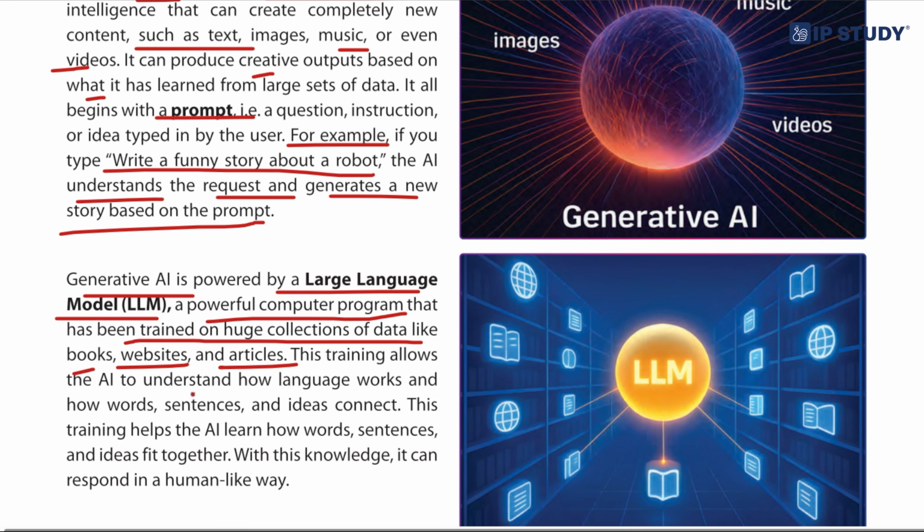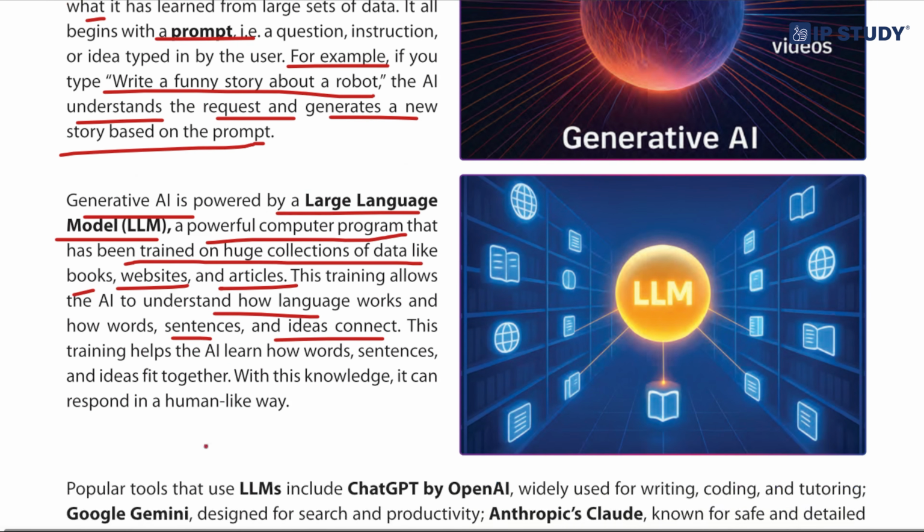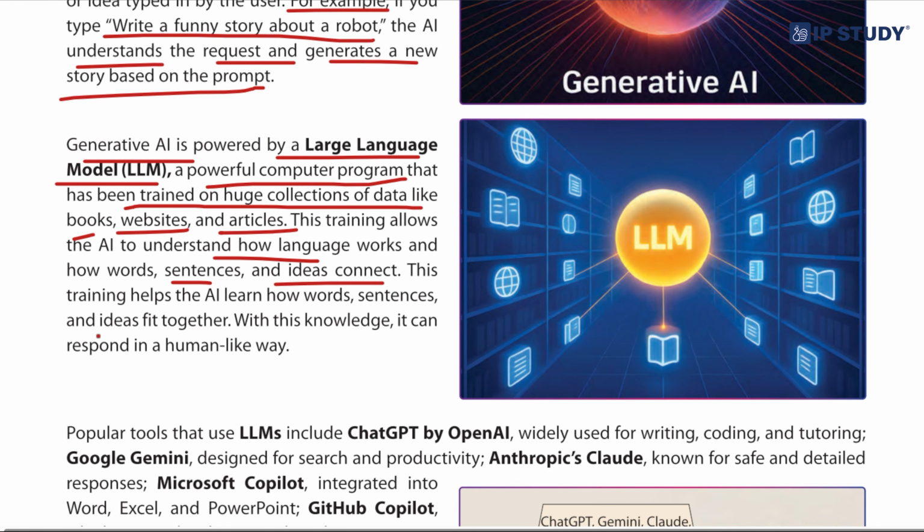This training allows the AI to understand how language works and how words, sentences, and ideas connect. So what it does is connect the words, sentences, and ideas and generate the output. This training helps the AI learn how words and ideas fit together. With this knowledge, it can respond in a human-like way. So, if we have given it all the data, it will generate new answers and new content based on its knowledge, and it will behave in a human manner.